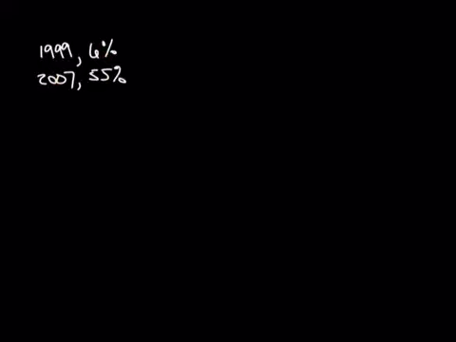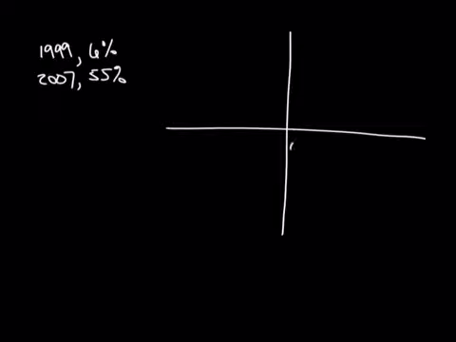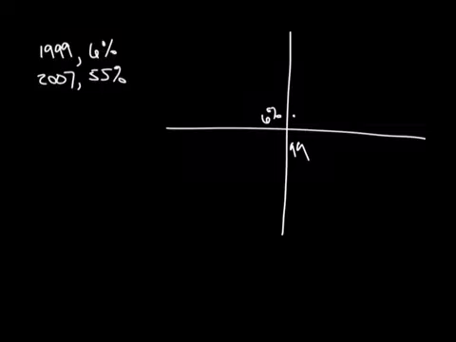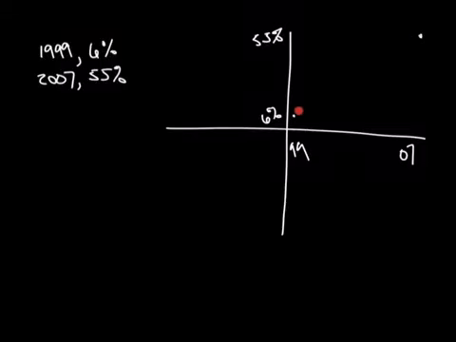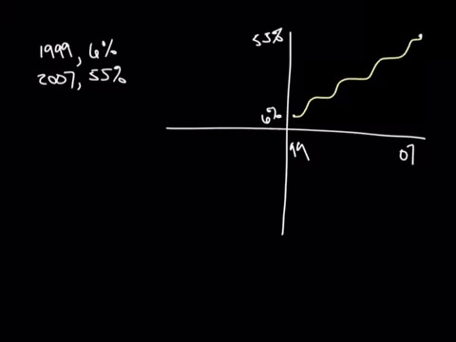If we were to graph this, we could say that in 1999, we had 6%, and in 2007, we had 55%. Obviously, it had its ups and downs as it went from here to here, but it steadily grew. So it may have done this as it was going up there.